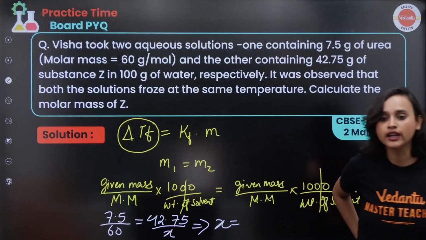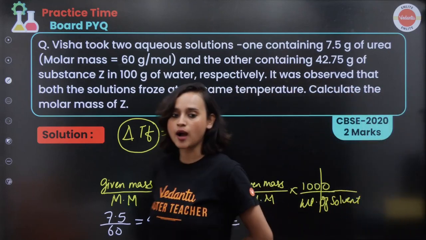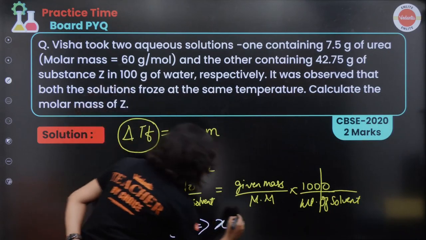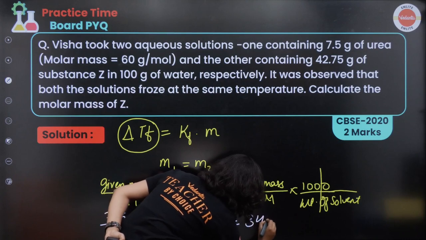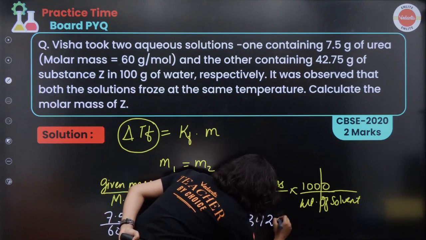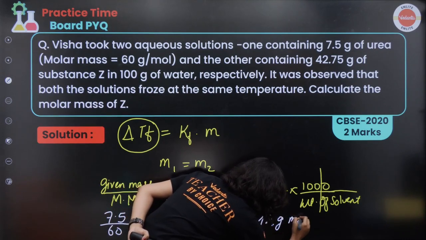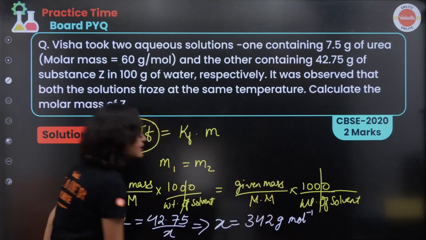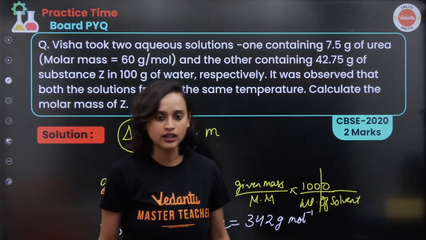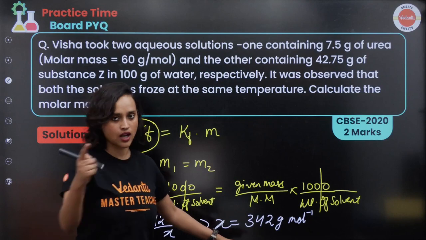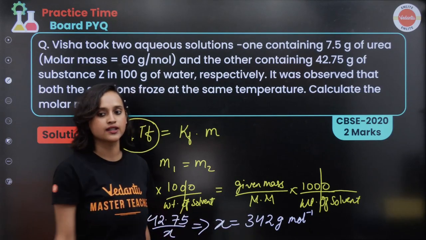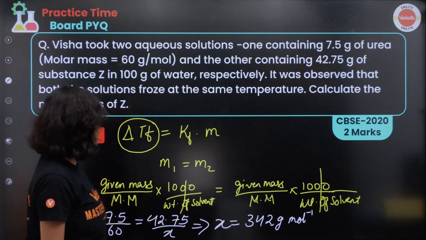Found it. 342 gram per mole. Okay. It is 342 gram per mole. That's the answer. Did you also get it right? This is the correct answer. Check once if you got the same number.